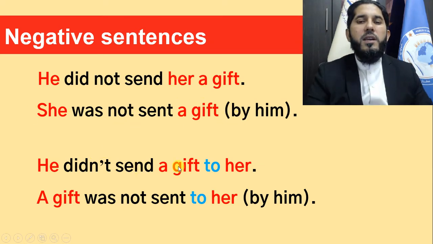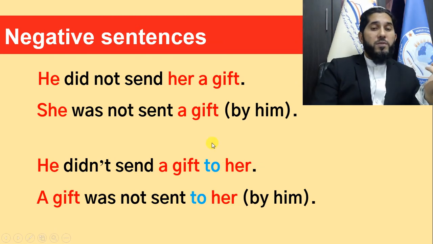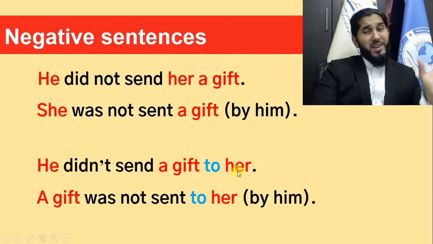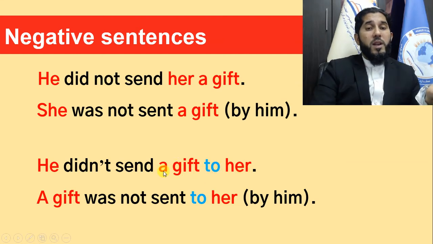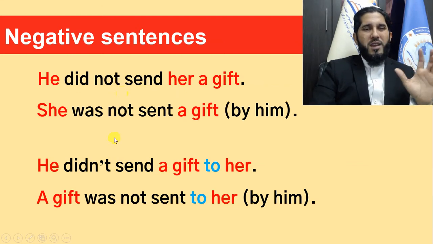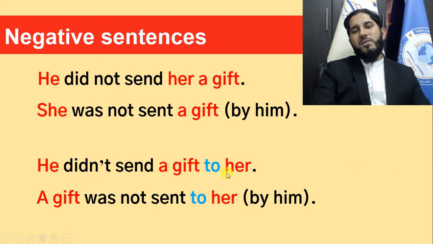Now, he didn't send a gift to her. The same thing over here. Now, if you want to bring the direct object first, like a gift here, and the indirect object at the end, so you need a preposition. And it's somehow more formal, I would say. The other way would be the normal spoken way to say it, and it would be somehow more formal to say it this way, okay? So he didn't send a gift to her.